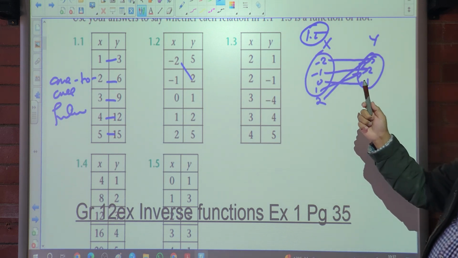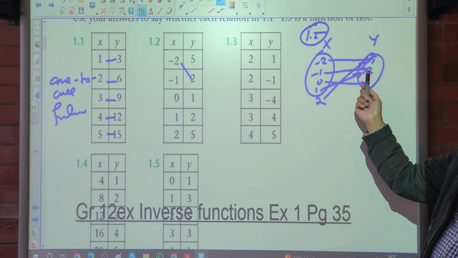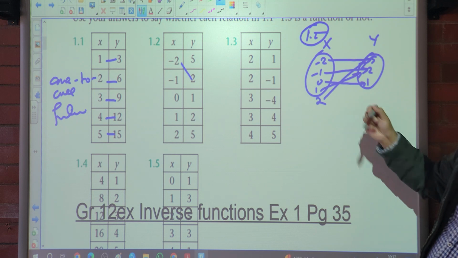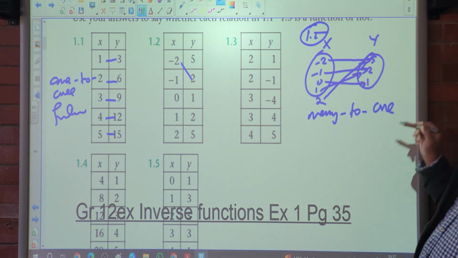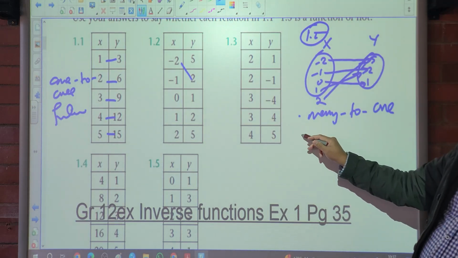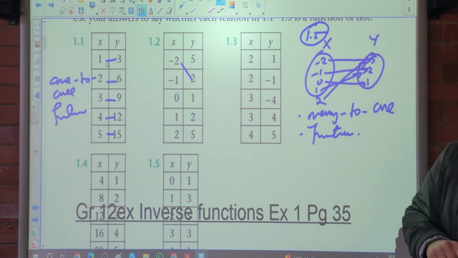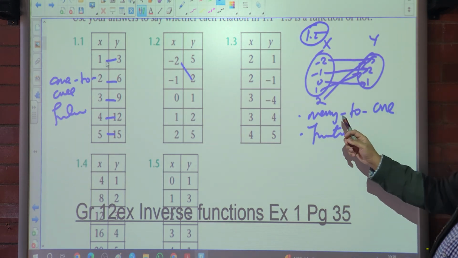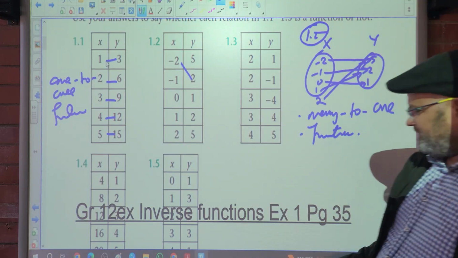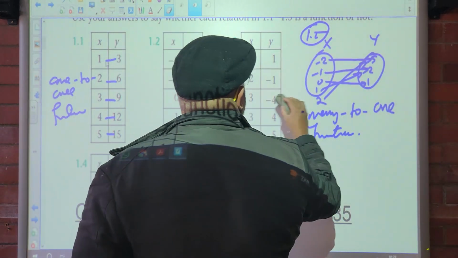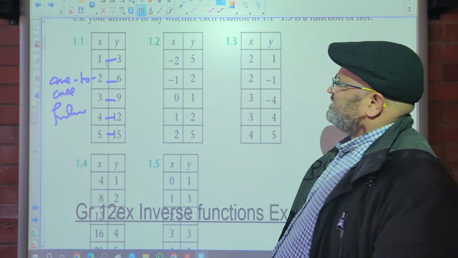So for every x, there's one y. Can you see that? So this would be a many to one. And is that a function? Yes. So it's a function. Why? Later on you will see it will pass the vertical line test. When is a function a function? If it's many to one or one to one. And we spoke about that when we did the examples for exercise 1, for those of you who weren't here.